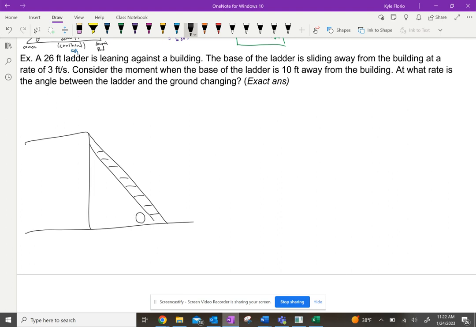We have the angle that the ladder makes. The angle between the ladder and the ground is right here. It's a 26-foot ladder. The base is sliding away. So I'm going to call it, you can call this A and B, I just call it X for horizontal and Y for vertical.